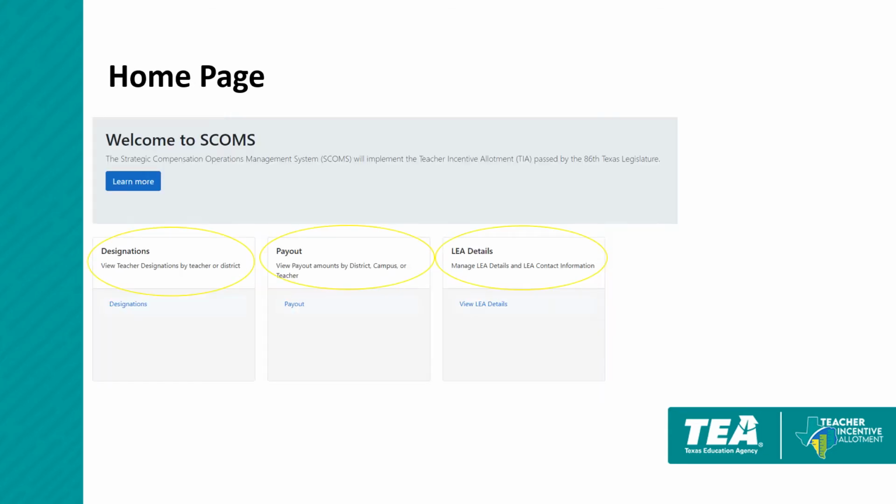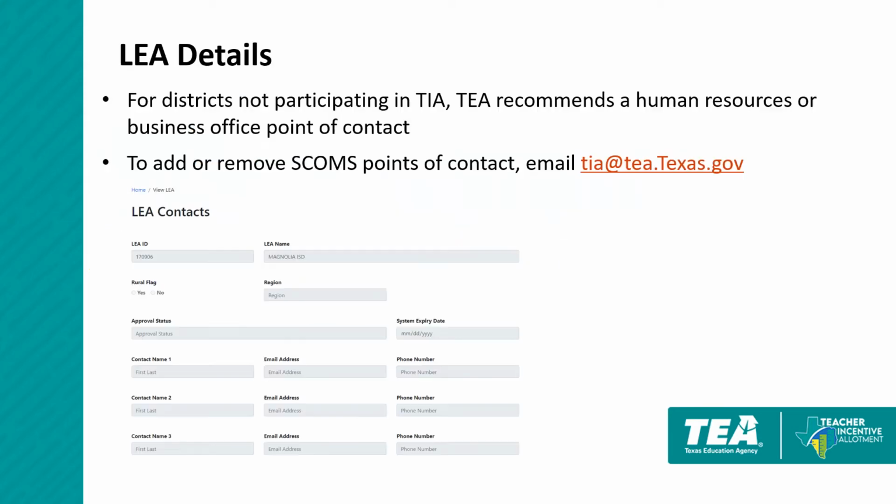When you first log into SCOMS, you'll see a homepage like this. There will be a place for designations, payout, and LEA details, and we'll work through each of these screens. On the LEA details page, this will show us your district name, ID, rural flag, and region. If you are a district that either has a local designation system or is planning to in the future, it will show your system approval status. If your district is not participating in TIA, we recommend for SCOMS to have a human resources or business office point of contact. If you need to add or remove points of contact just for SCOMS purposes, please email us at tia@tea.texas.gov.